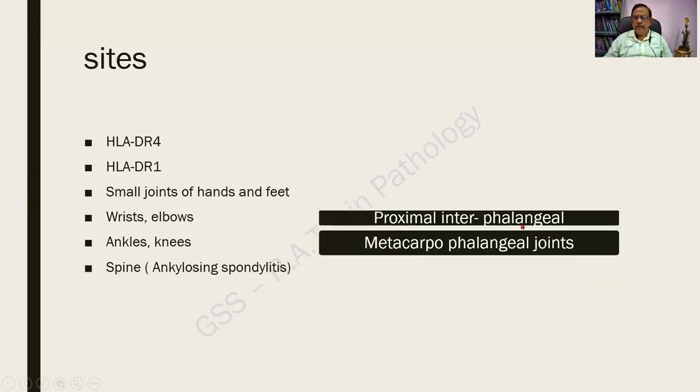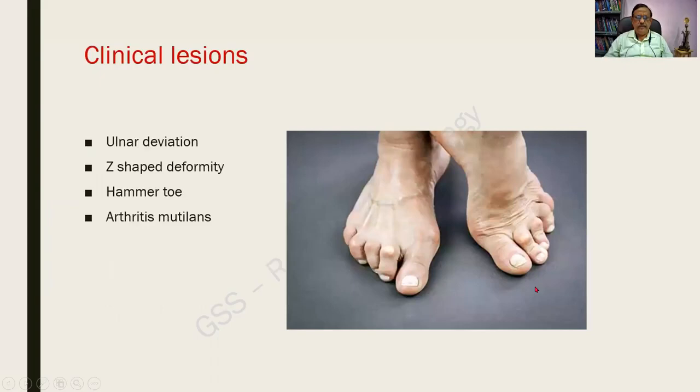And the important joints which are affected are given here: proximal interphalangeal and metacarpophalangeal joints. There can be an ulnar deviation of the wrist. Sometimes there is a Z-shaped deformity which we shall be seeing. There is a hammer toe. This is a picture of a hammer toe. It can be explained later. And sometimes there is so much damage that it is called arthritis mutilans.